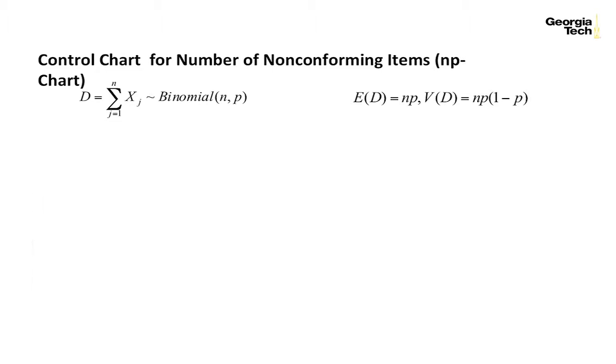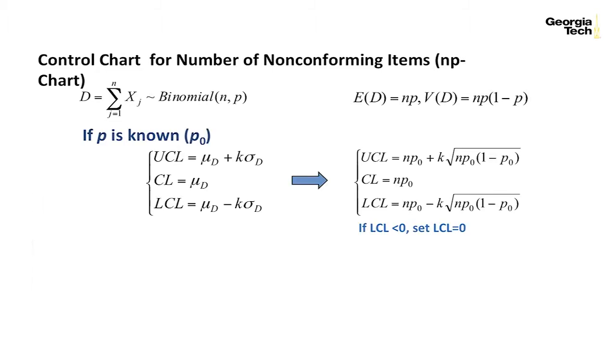NP chart, which is based on monitoring the process using the number of non-conforming items in a sample, defined by D. Because it's coming from a binomial process, the mean is NP and the variance is NP times 1 minus P. If P is known, then I can easily find UCL, CL, and LCL.